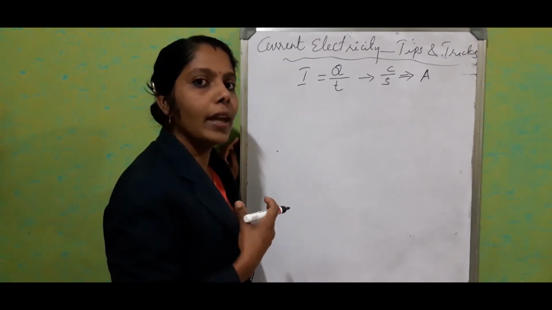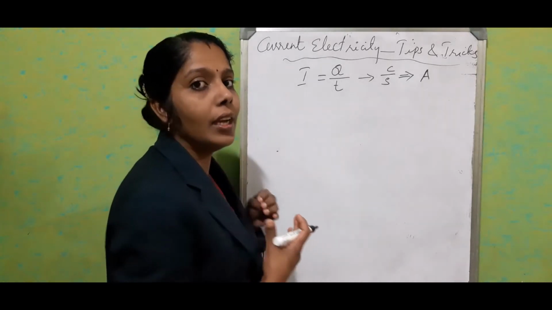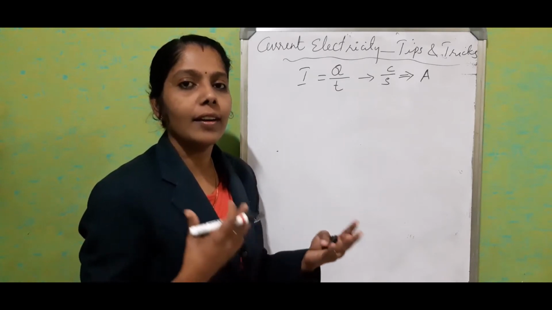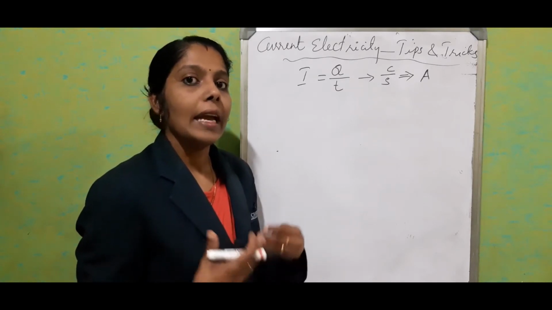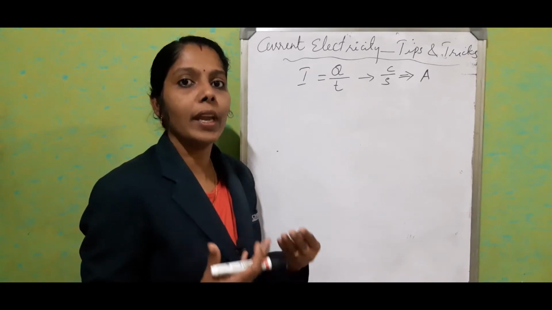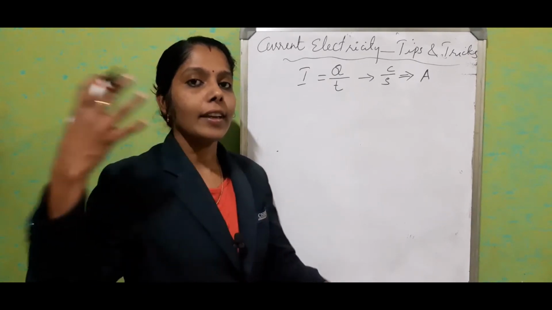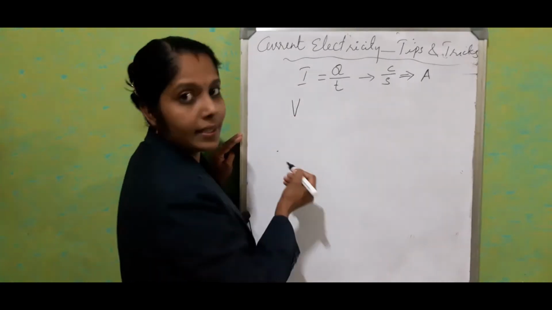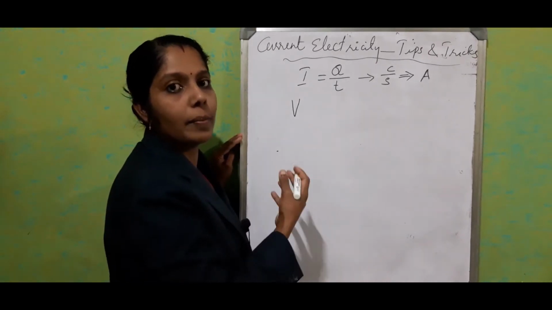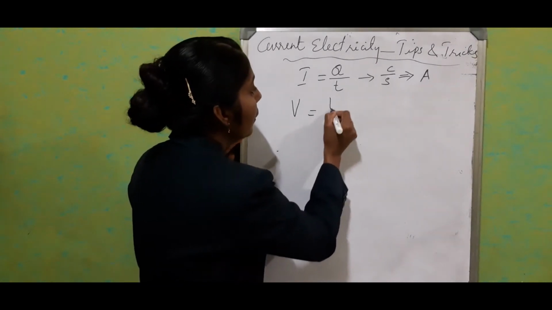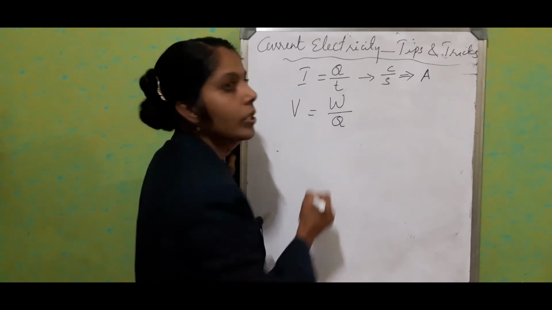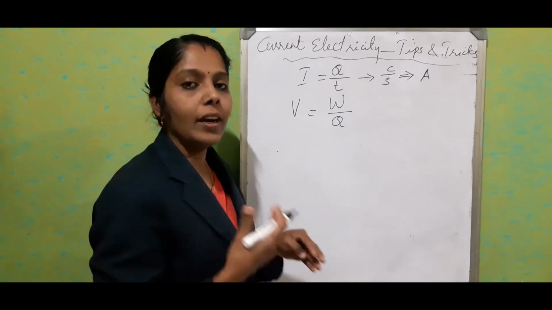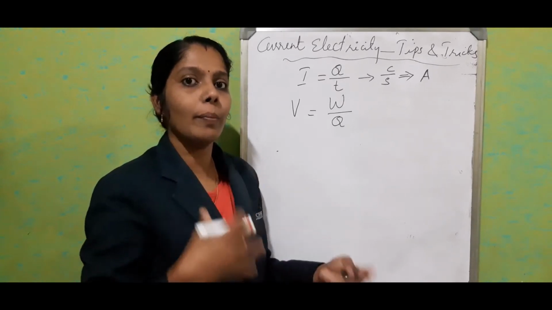Then when we move to the next concept, that is potential at a point. Okay, so potential we define in terms of work done. What is potential? It is the amount of work done to bring a unit positive charge from infinity to a point. Or else we can represent it as V. V is a symbol we use to represent the potential. That is equal to work done divided by charge. So potential at a point means it is the amount of work done to bring a unit positive charge from infinity to a point.